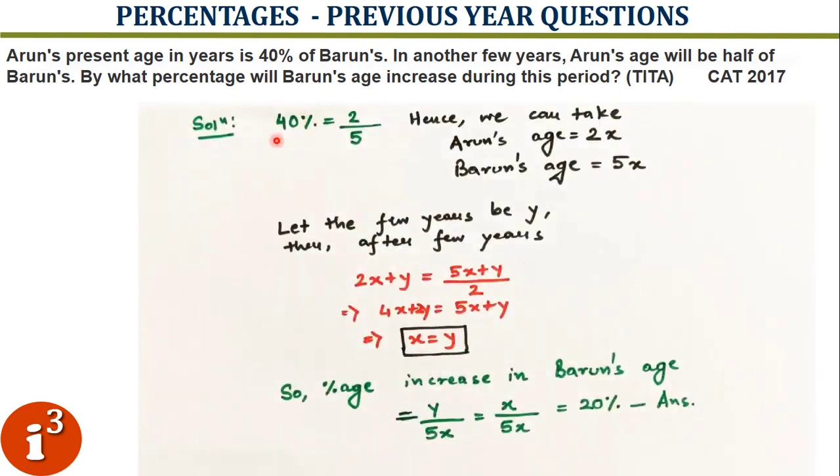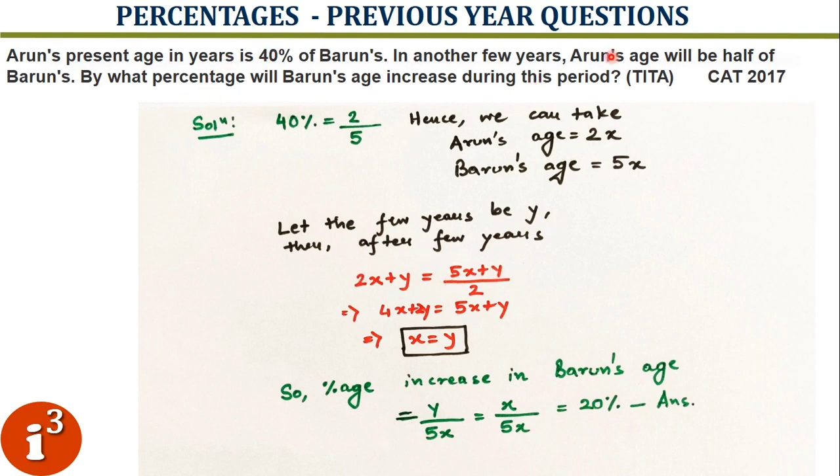So I have always told that in the previous problem we saw 60%, we took it to be 3 by 5, so 40% is 2 by 5. So we can take Arun's age as 2x and Barun's age as 5x. Then 2 by 5 is 40%, means Arun's age is 40% of Barun's. So if Barun's age is 5x, Arun's age will be 2x. Now in another few years, let this few years be y. After few years, Arun's age will be 2x plus y and Barun's age will be 5x plus y.